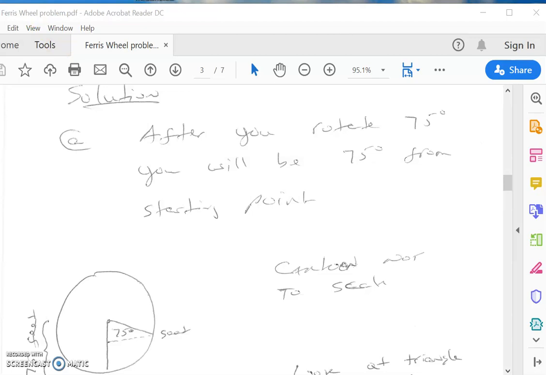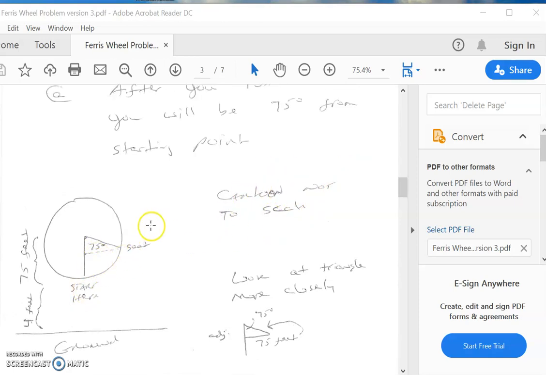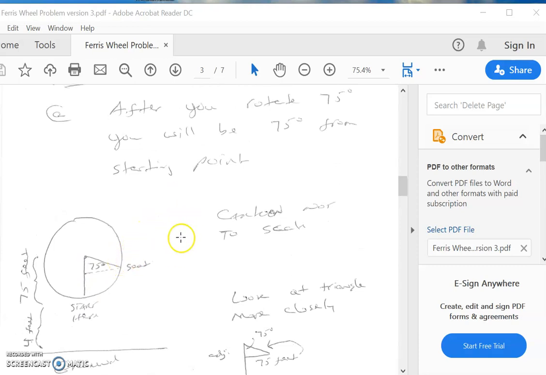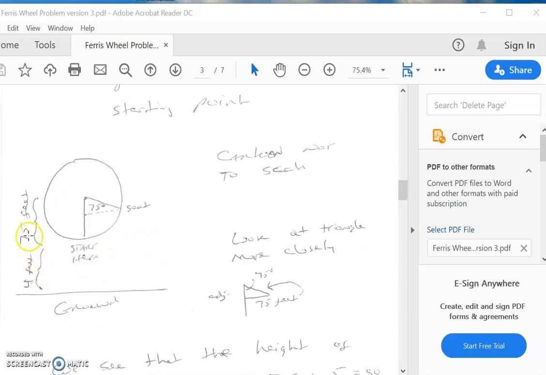Okay, so now we go to the solution. What we have to do, again, cartoons are just so helpful. Sorry, I had a little technical difficulty there. In any event, here's our cartoon. After you rotate 75 degrees, you will be 75 degrees from the starting point. Here's your starting point. You go up here 75 degrees. Do you see this cartoon? It's 75 feet from the center point right here, from this center point to the circle.